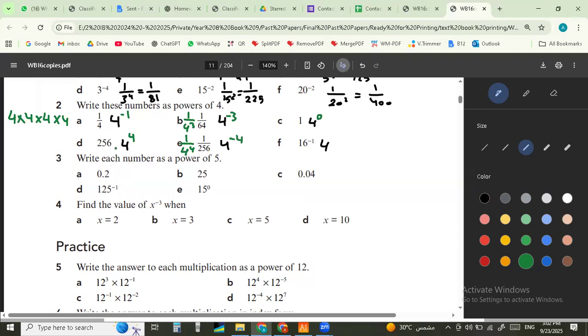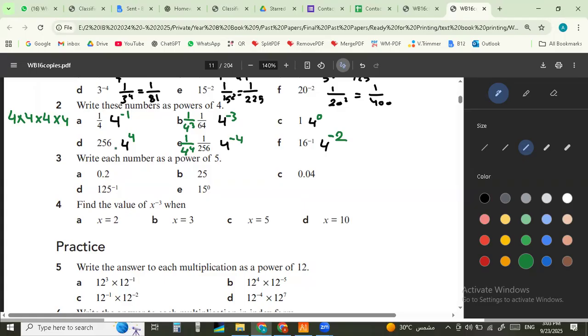And here, this is 4 to the power of 2, and 16 is 4 to the power of 2. Yes, this is correct. 16 itself is 4 to the power of 2, but 16 to the power of -1 is 4 to the power of -2. Here, write each number as a power of 5.